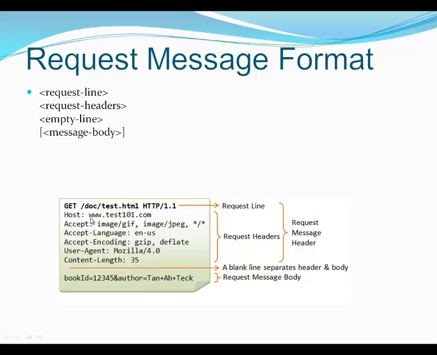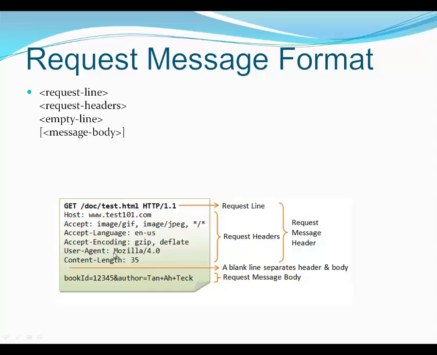So Host is mandatory in HTTP 1.1. It was not there in 1.0. Host is www.test101.com. Then Accept: image/gif, image/jpg. So it says what all things are accepted. What language do I support? The browser says I support en-US. Then what compression mechanism do I support? I support gzip and deflate.